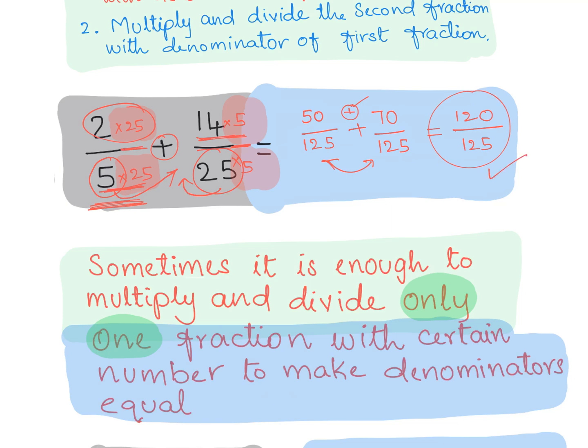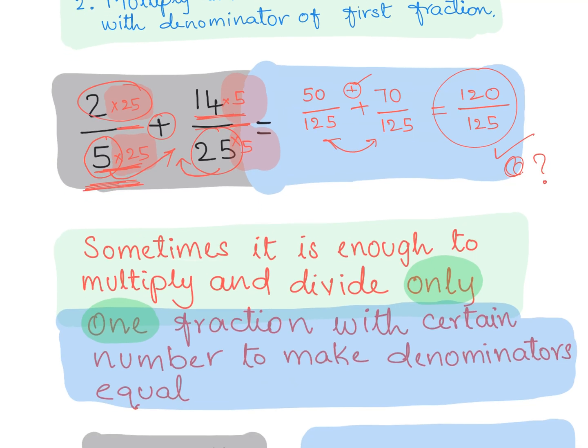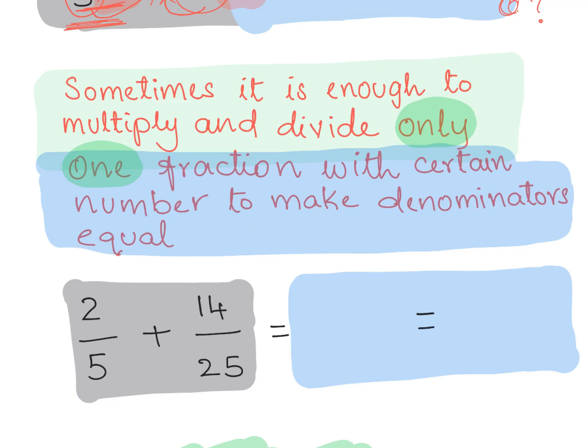But it's not the most accurate way. So let us know what would be the other possibility to solve that. Sometimes it is enough to multiply and divide only one fractional value with a certain number to make denominators equal. So sometimes it is possible that only one fraction will be multiplied and divided with a certain number, which makes both the denominators equal. Okay, so what would be that number?